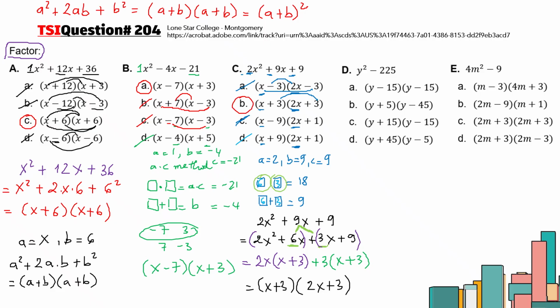So this one we call grouping. Because A is different from 1, we have to involve the grouping technique. If A is 1, then it's okay to work with just the AC method and then have the answer.